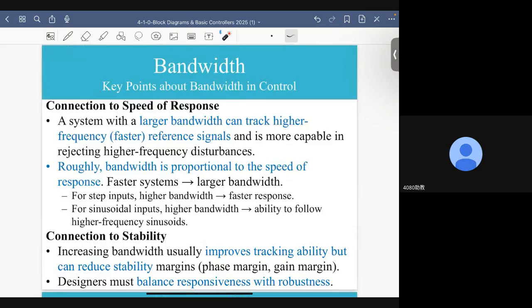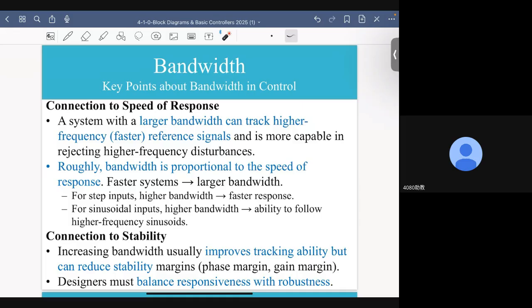Now, I want to make some remarks about bandwidth. I think one of the most important things about bandwidth is that it is an excellent measure for us to quantify the speed of response of the system. A system with a larger bandwidth can track higher frequency, faster reference signals, and is more capable of rejecting higher frequency disturbance. It can respond faster, okay? It can deal with higher frequency input signals and input disturbance, okay?